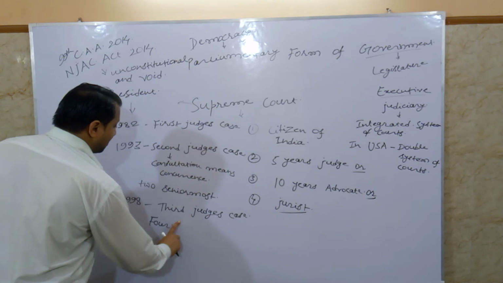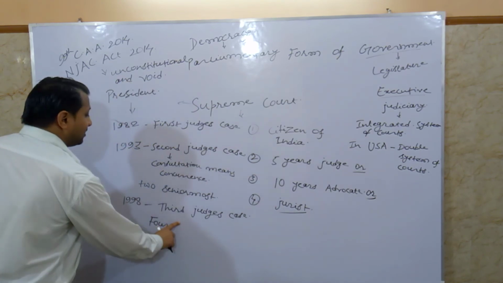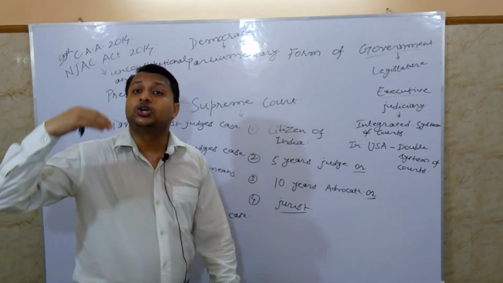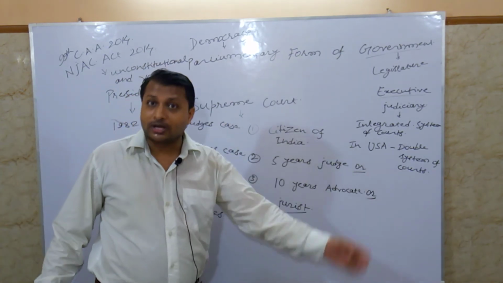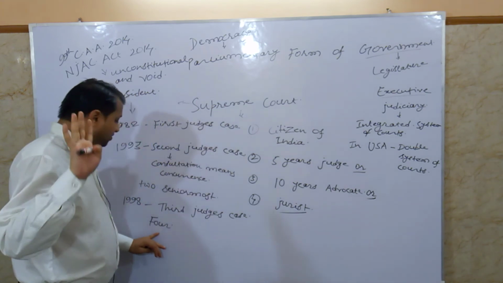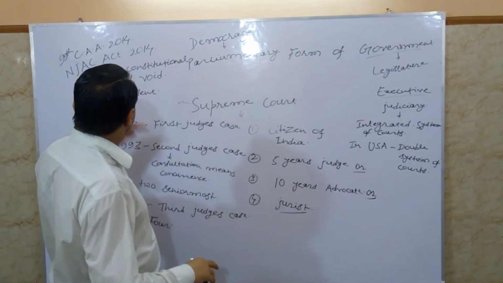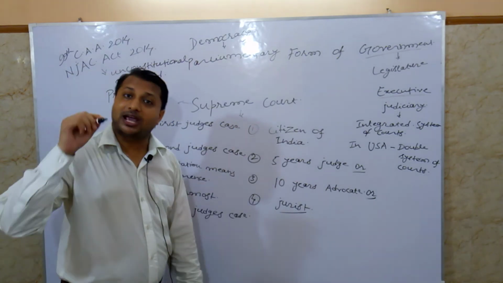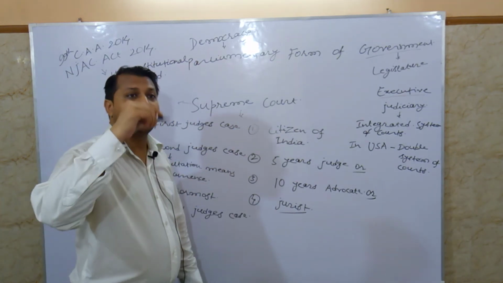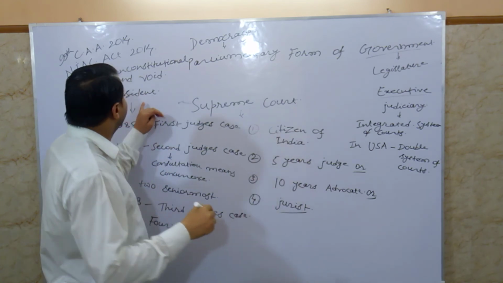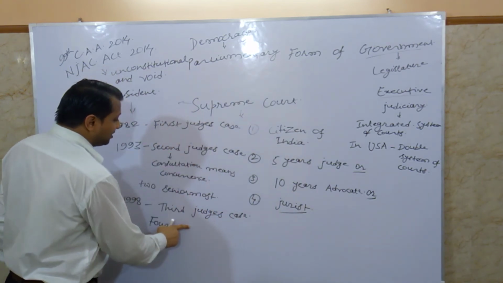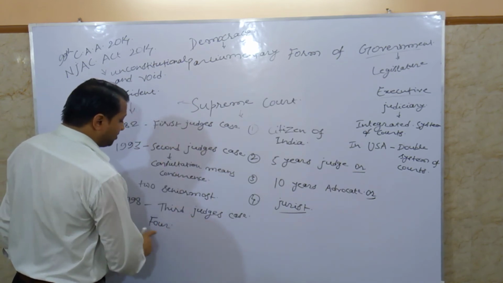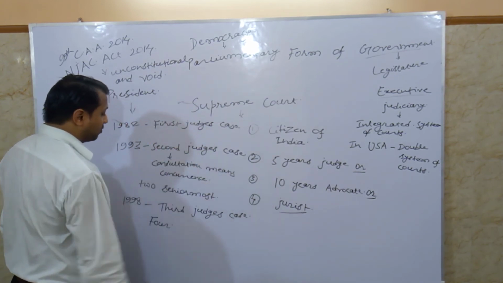So whatever they have said in the Third Judges case, that the Chief Justice of India alone will appoint the judges of the Supreme Court and the High Court after consulting 4 of his senior most colleagues, and that recommendation will be binding on the president. The president will have to sign on that decision and appoint whatever is tendered by the Chief Justice of India after consulting 4 of his senior most colleagues.